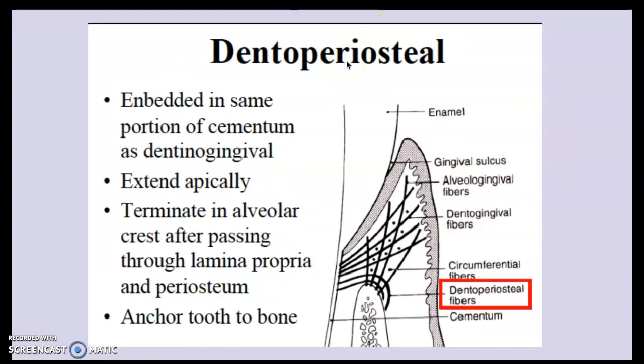Dental periosteal, this is embedded in the same portion of cementum as dentogingival. It extends apically. It terminates in the alveolar crest after passing through the lamina propria, and it anchors the tooth to the bone. So I want you guys to look at the shape of the dental periosteal fibers. Notice how it literally looks like an anchor. It looks like it's anchoring this tooth so that it doesn't move, versus everything else, which is kind of just straight up and down. This one curves. So this literally looks like an anchor right here.